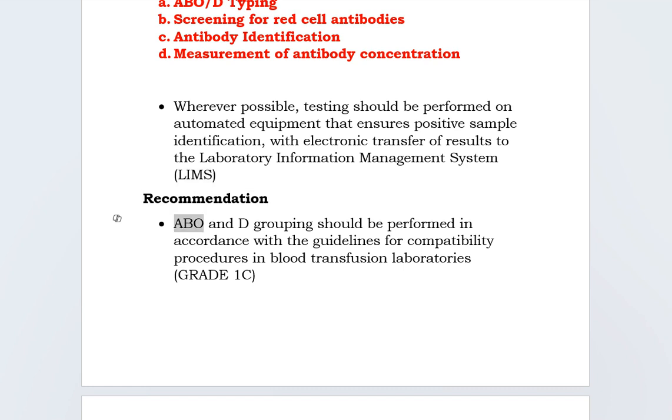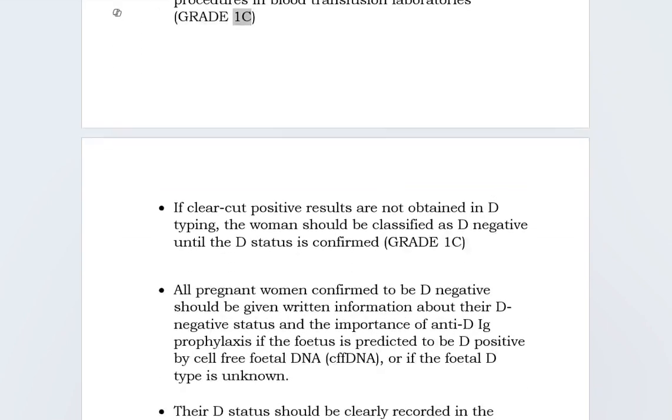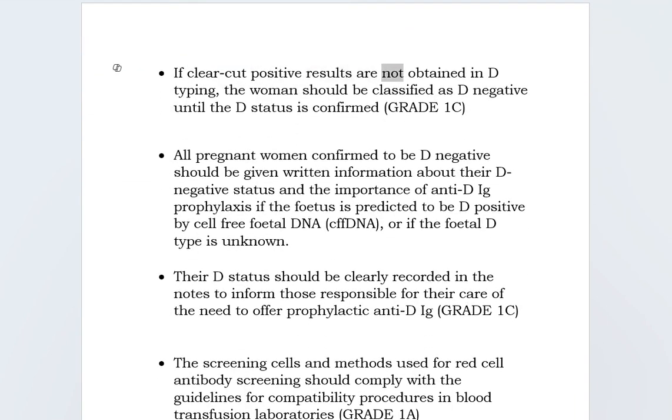Recommendation. ABO and D grouping should be performed in accordance with the guidelines for compatibility procedures in blood transfusion laboratories, Grade 1C. If clear-cut positive results are not obtained in D typing, the woman should be classified as D negative until the D status is confirmed, Grade 1C.